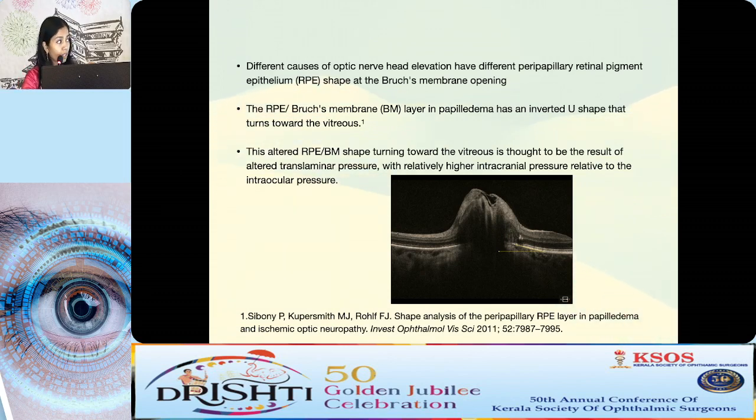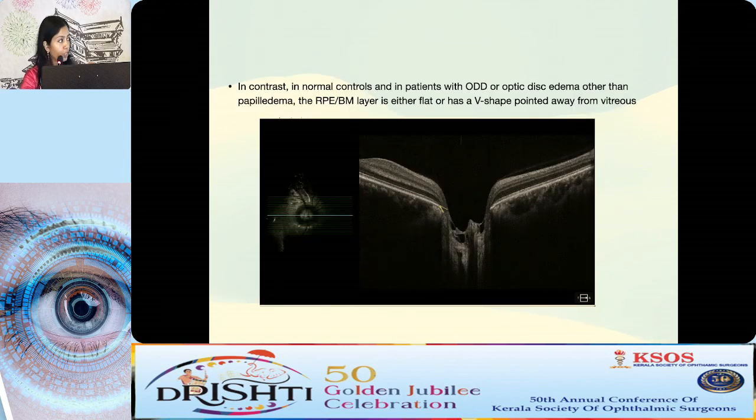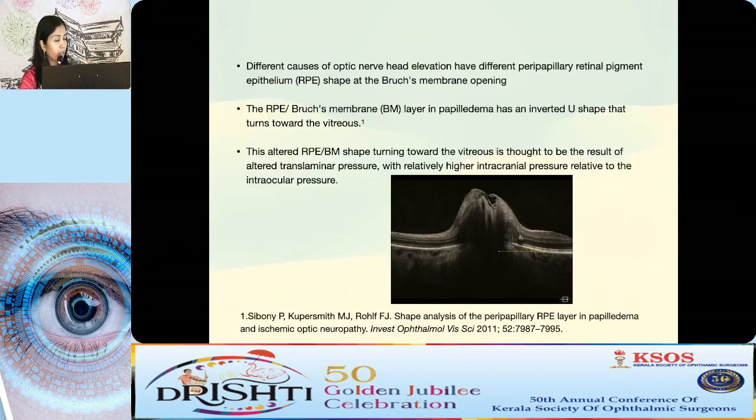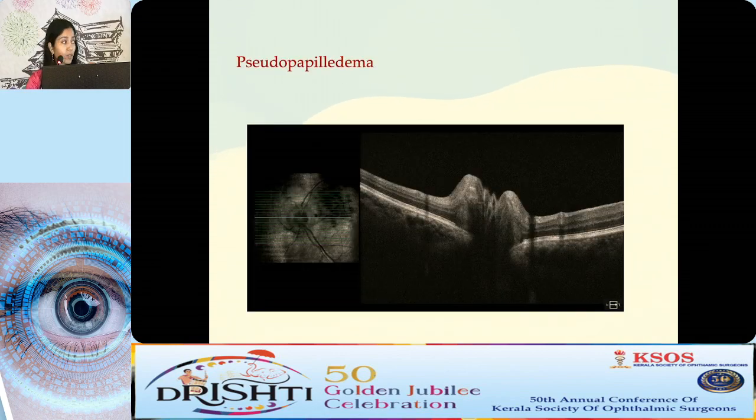So this hyperreflective layer in normal individuals is turned away from the vitreous, which is negative. But in case of papilledema, because of the biomechanical forces which are acting on the load-bearing structures, it can turn into the vitreous. So that can also be used as an ancillary test in diagnosis. And in case of pseudopapilledema, you would also be able to see these hyporeflective lesions surrounded by hyperreflective margins, which are actually drusen in pseudopapilledema. And again, you can note here, this is turned outside, away from the vitreous.